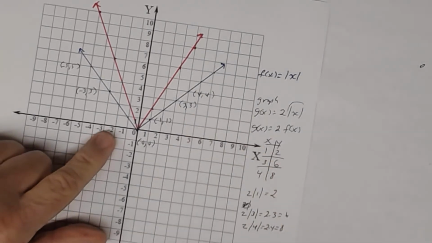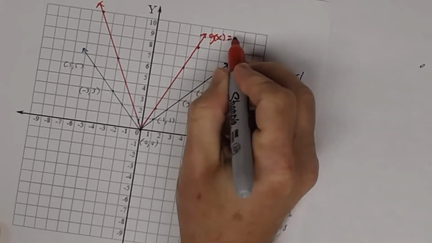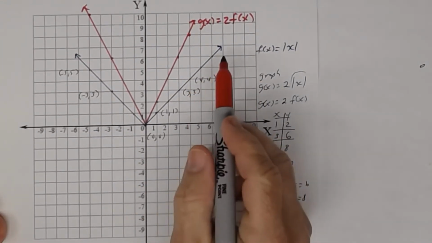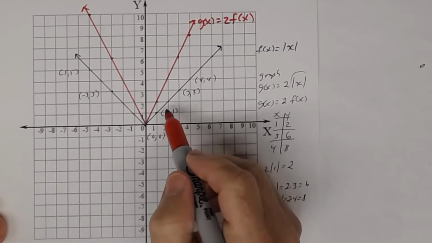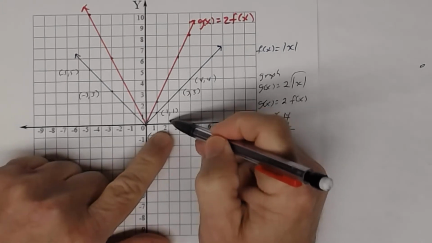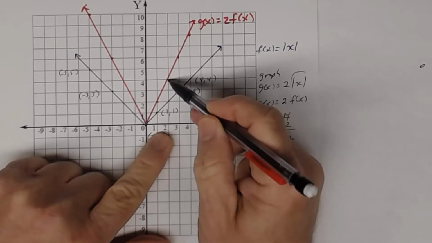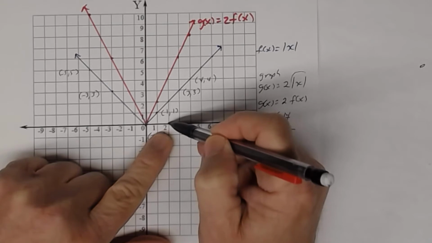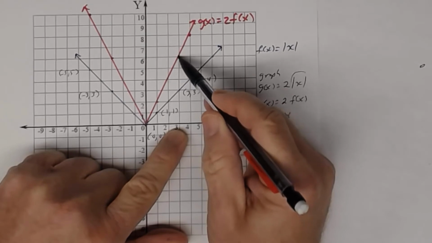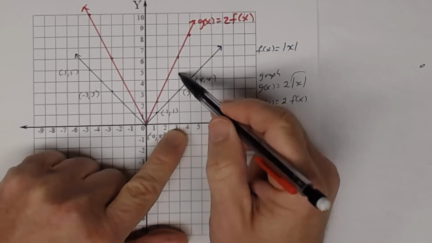So the red graph right here is g of x, which is 2 times f of x, right? I want you to notice that this distance right here, from the x-axis to this point here, is 2, right? What is this distance from here to here? It's 4, correct? If I look at this distance here, that's 3 units. Over here, it will be 6. So you see that I'm doubling that distance.